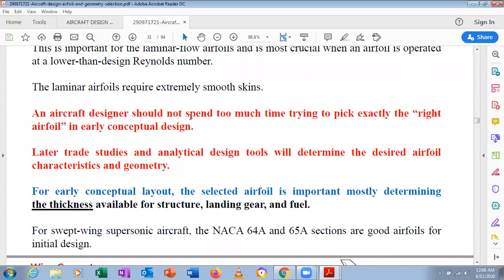An aircraft designer should not spend too much time picking exactly the right airfoil in early conceptual design. Spending your whole life selecting the airfoil doesn't make sense. By comparative studies we have to get the right ballpark. Later trade studies and analytical design tools will determine the desired airfoil characteristics and geometry. For early conceptual layout, the selected airfoil is important mostly for determining the thickness. Always remember, the first parameter we look at is thickness, available for structure, landing gear, and fuel. If the thickness is larger, more fuel can be filled, and we can give a home for the landing gear in the wings, correct?